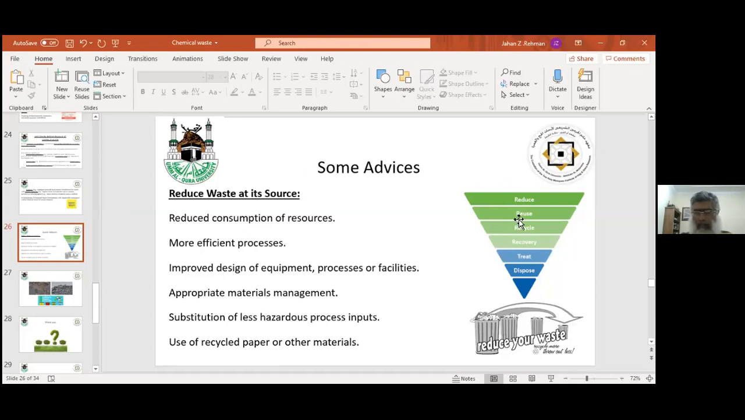Here in this figure, that is green or blue: reduce, reuse, recycle, recovery, treat, and dispose. What does dispose mean? The end. End means to throw out. Throw out means to throw out in a big garbage area. So it is not a good practice.